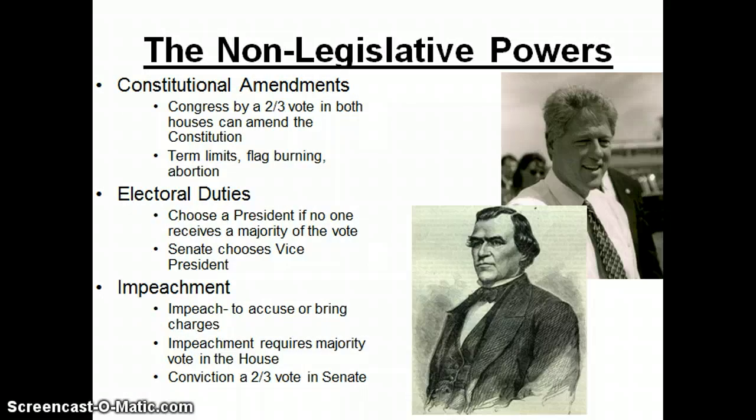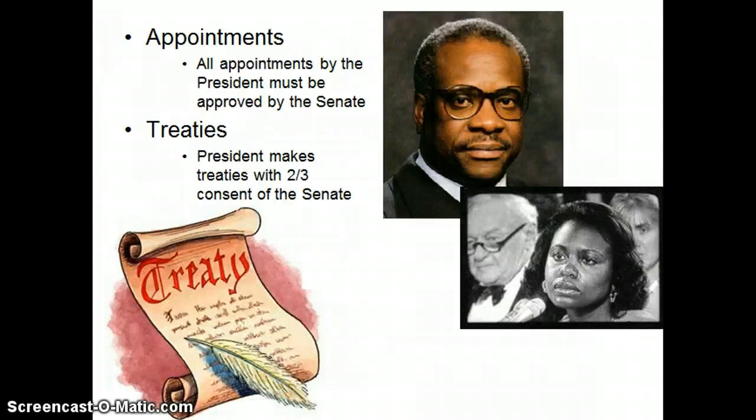The third type of power, the non-legislative powers, and these are the things that Congress does that are really outside the lawmaking scope. Things like constitutional amendments, choosing a president if one doesn't receive the majority, impeachment, impeaching the president, which we'll talk a little more about later on. Things like appointments and treaties.